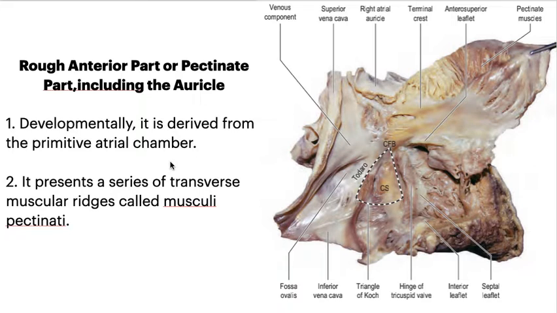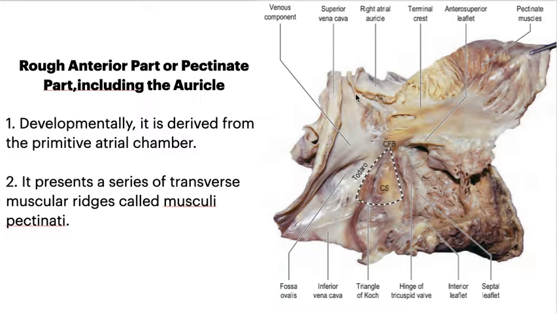Now, coming to the anterior part, or the pectinate part, which includes the auricle. This is the smooth venous component. Okay, opening of the superior vena cava, inferior vena cava. This is an open section, right?